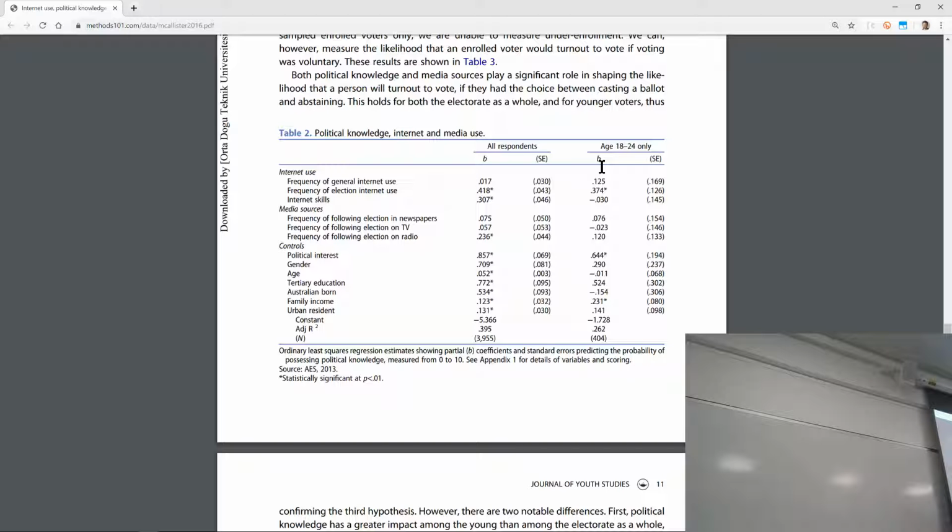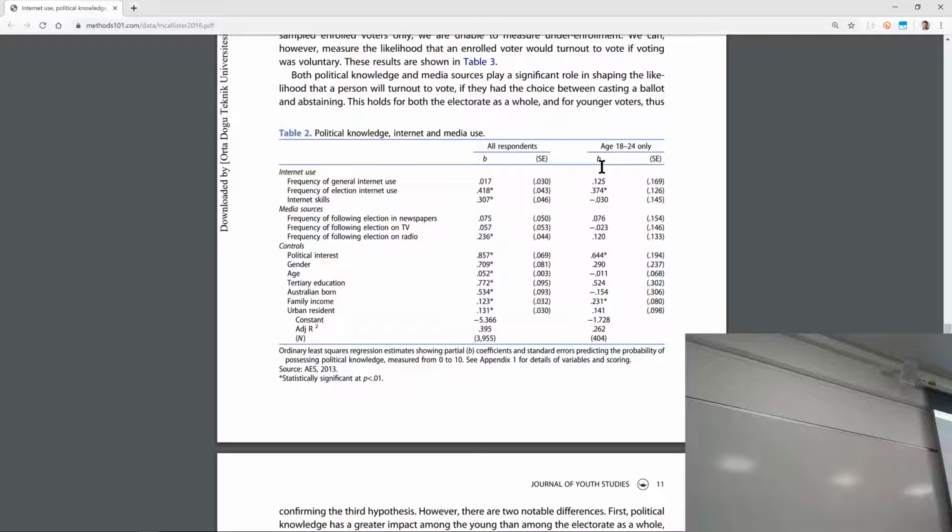They're actually just coefficients. So ordinary least squares regression estimates showing partial coefficients and standard errors, predicting the probability of possessing political knowledge measured from 0 to 10. They ask you 10 questions, you get a point for each one you get right.